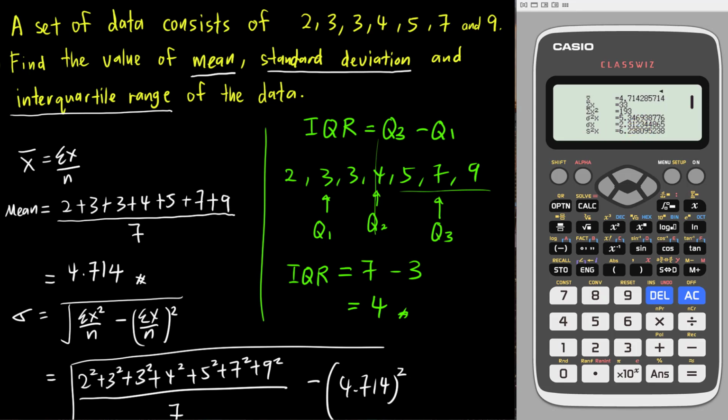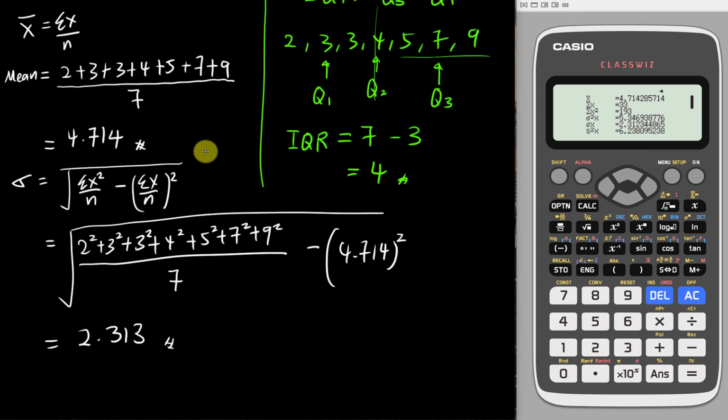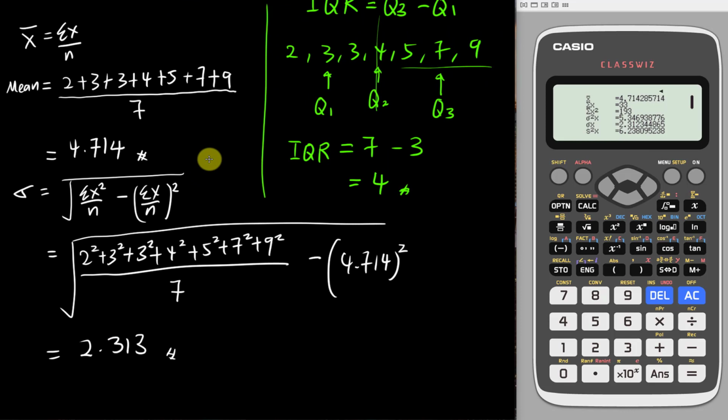If I scroll down my screen here, I should get very close to this value, but just now I rounded off my mean value, so it will be slightly different. It's 2.312, but I get 2.313 because the calculator doesn't round off the mean here. It uses all the decimals, but I think this answer in the exam is acceptable, no matter whether it's 2.312 or 2.313 here.